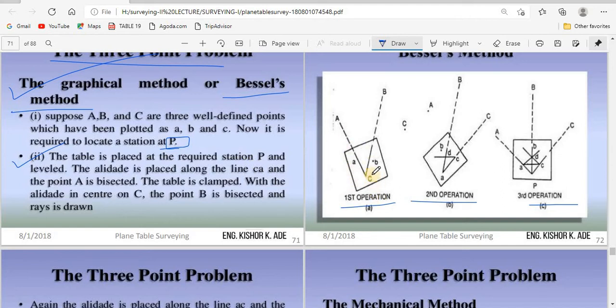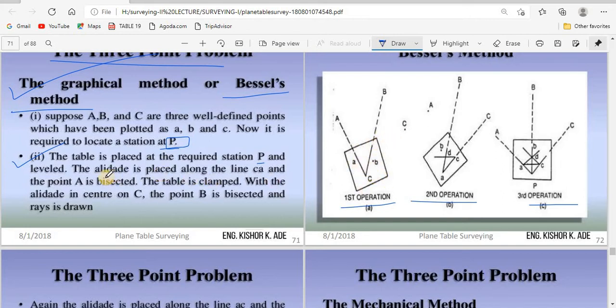The table is placed at the required station. So what you have to do is establish your plane table at the required station. The point which is to be established, at that point you have to keep your table. So the table has been placed at the station P which is required to be established. The alidade is placed along the line CA. These three lines have already been plotted. This line has already been plotted on the sheet.